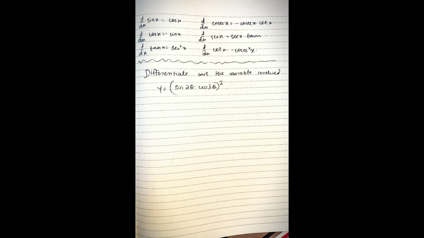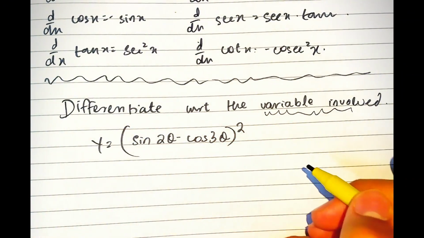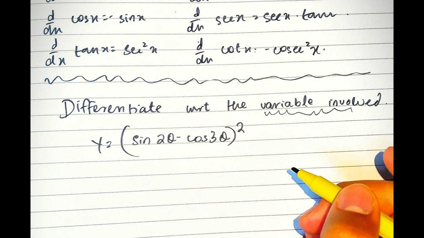Okay, so guys, now in this video we have to differentiate with respect to the variable involved y is equal to (sin 2 theta minus cos 3 theta) whole square. And it is very important to note that the question says "with respect to the variable involved", it means that the variable which is given in the question.